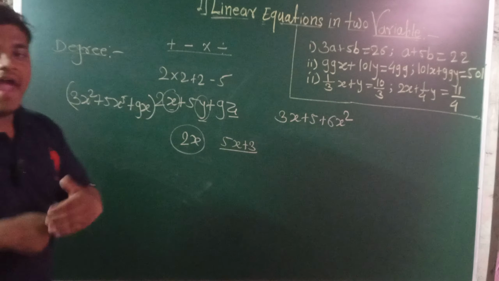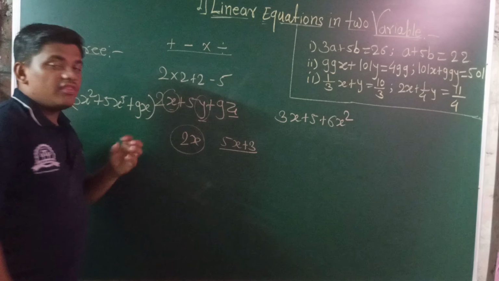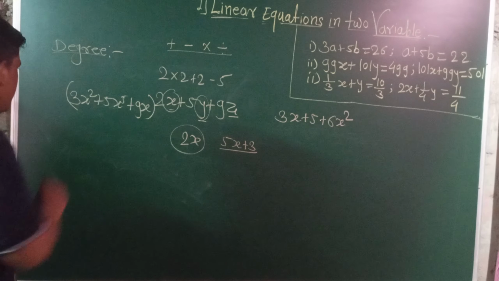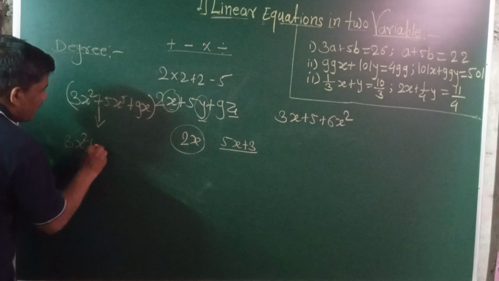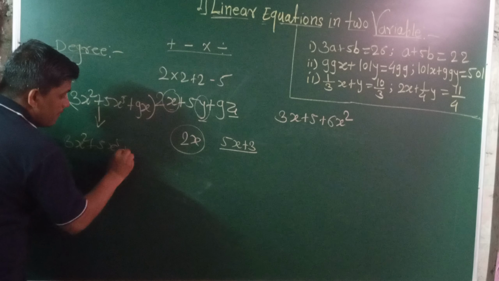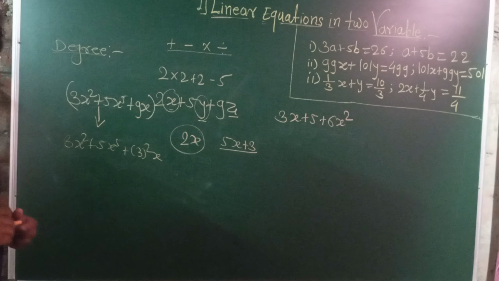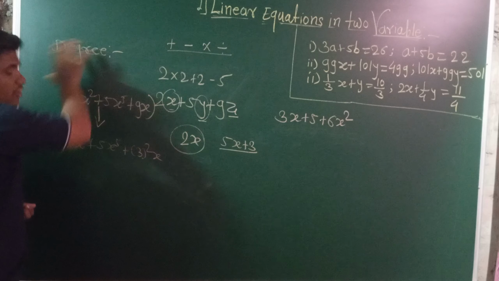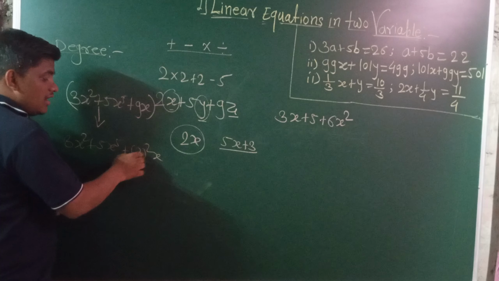Degree is the highest power of the variables, not the constant number or the coefficient. These equations are represented like this: 3x square plus 5x raised to 5 plus 3 square x. Okay, I will say about the definition of degree. The highest power of the variables, not the constant.